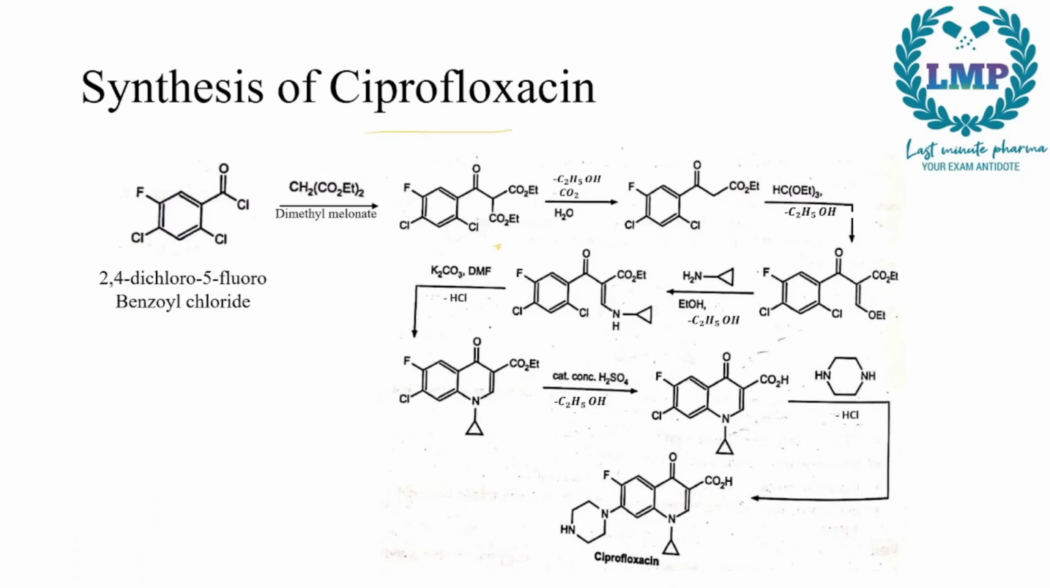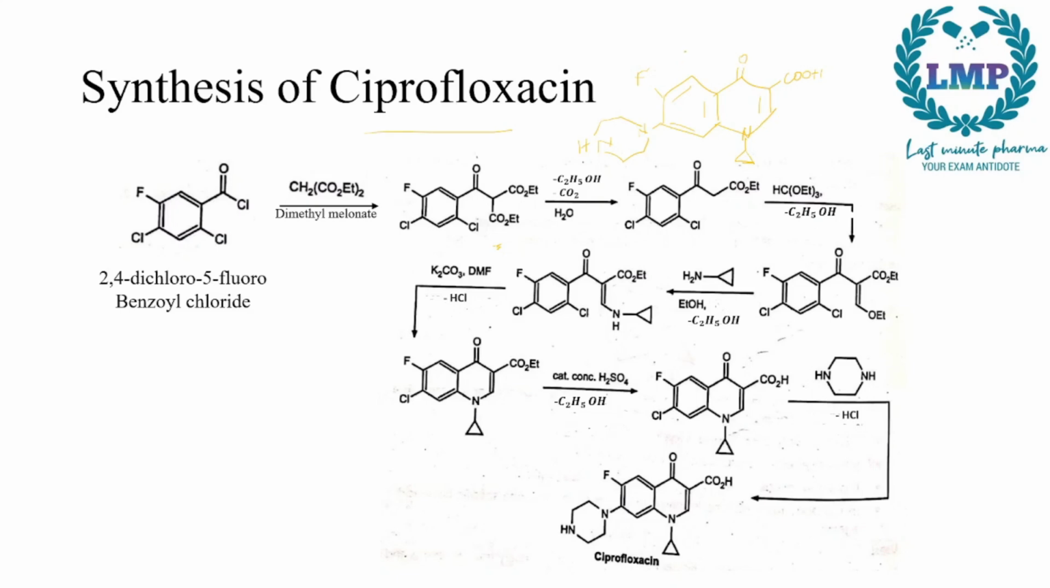For the synthesis of ciprofloxacin, first we'll draw the structure of ciprofloxacin. The structure of ciprofloxacin is something like this: 2 benzene rings fused to each other. Then we have a COOH group here, a double bond O here, a nitrogen here, the double bonds in the rings, a fluorine here, a piperazine ring here, and a cyclopropane attached right here.